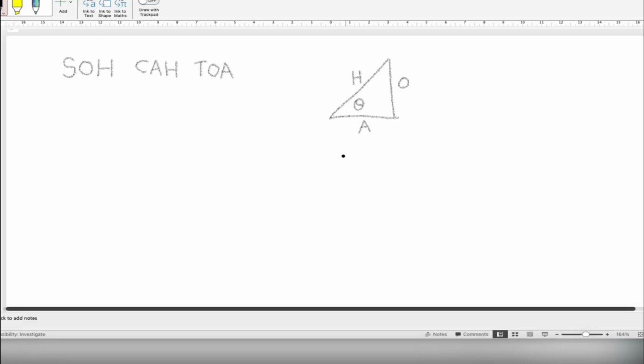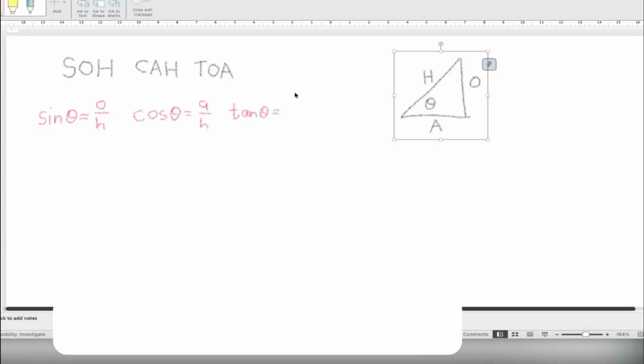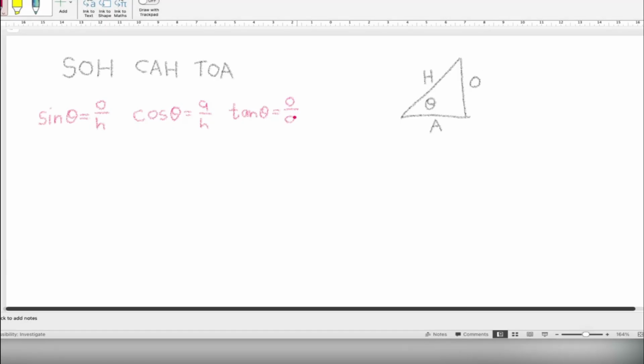Okay, so tell me, does this phrase SOH CAH TOA look familiar to you guys? We know that the sine of theta is equal to the opposite over the hypotenuse, right? And we also know that the cosine of theta is equal to the adjacent over the hypotenuse. And we know that the tangent of theta is equal to the opposite side over the adjacent side. Okay, so you guys are following until there.